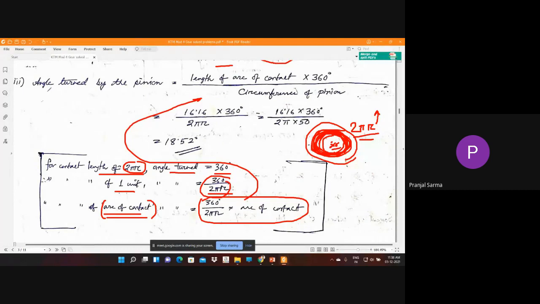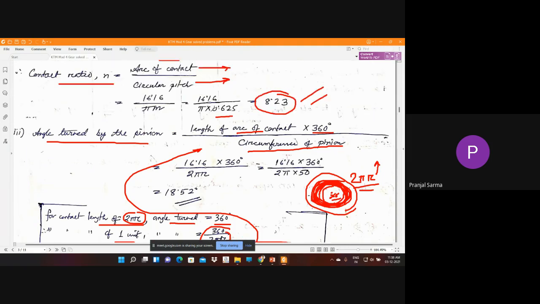That means the angle turned by the pinion, we can directly write, is the length of arc of contact into 360 degree, divided by the circumference of the pinion. So 2 pi r is nothing but the circumference. Understood? And now we are just putting in the values.